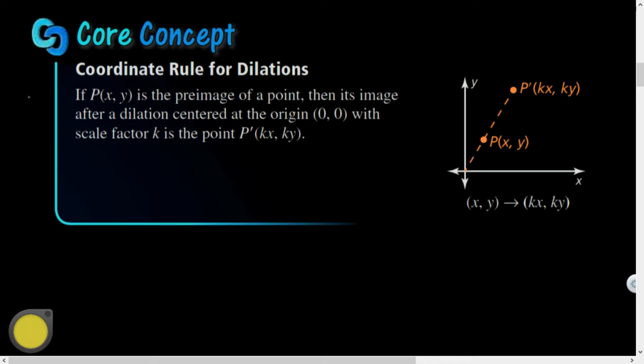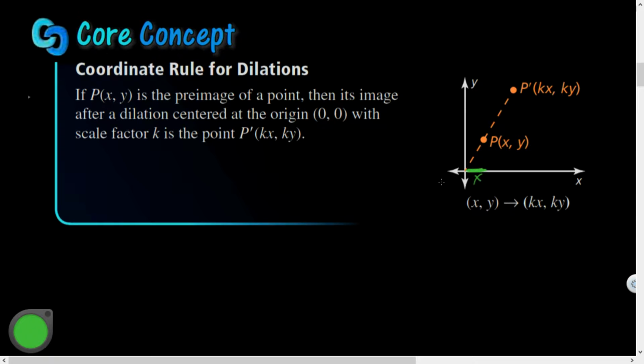If point P is (x, y) and is the pre-image of a point, then its image after a dilation centered at the origin (0, 0) with scale factor k is the point P prime, where I multiply each of those by k. So if k is bigger than 1, P prime will be out here. If k is less than 1, like 0.8 or something to that effect, then my new P prime would be right 80% of the way towards that.